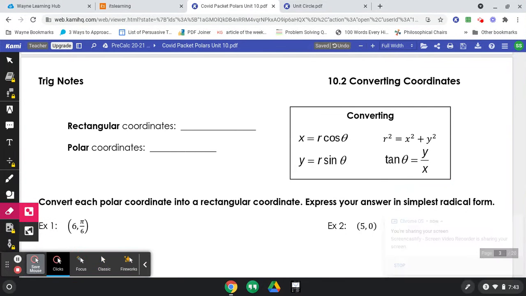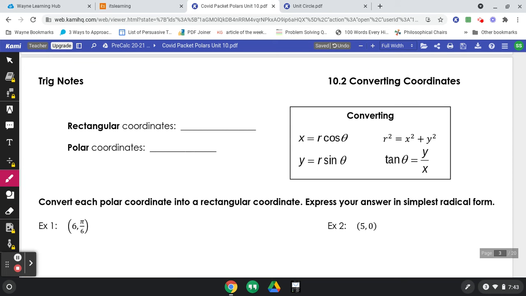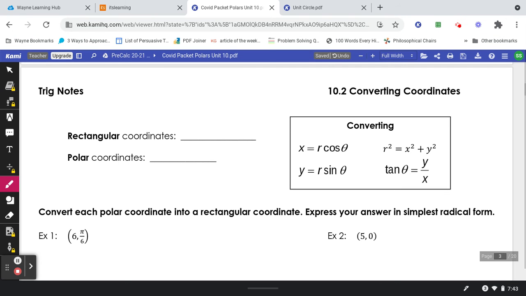All right, these are the 10.2 notes for trig. You'll need your unit circle today, so make sure you have that handy. We're going to talk about converting from rectangular to polar coordinates and then back from polar to rectangular. So rectangular is what we've been working with always in math, the x's and y's. And the polar is going to be an r and a theta. So the r represents the radius or the distance, and the theta represents the angle or the direction.